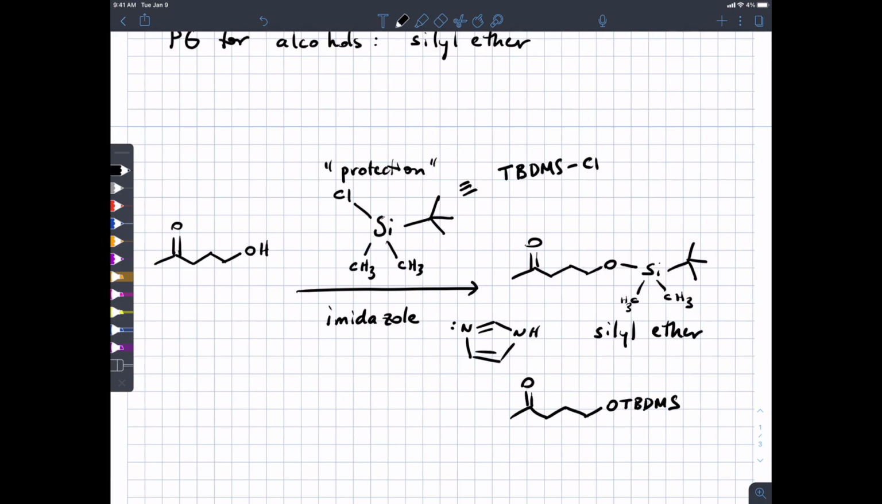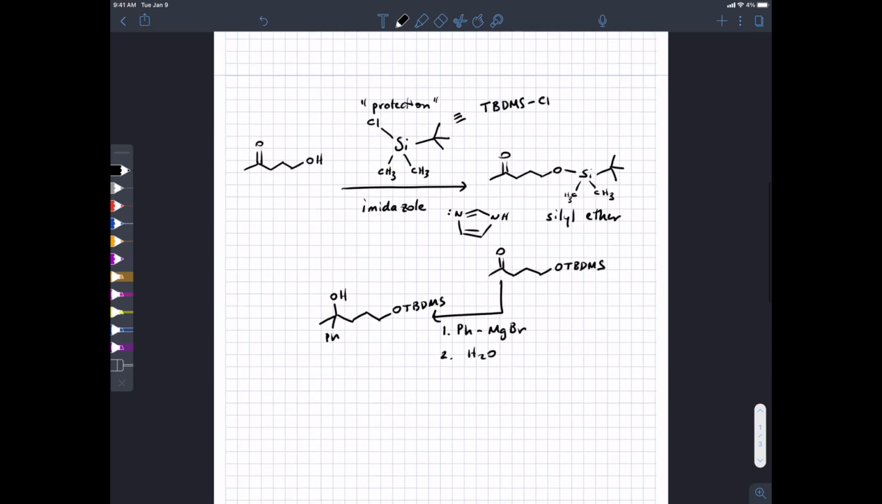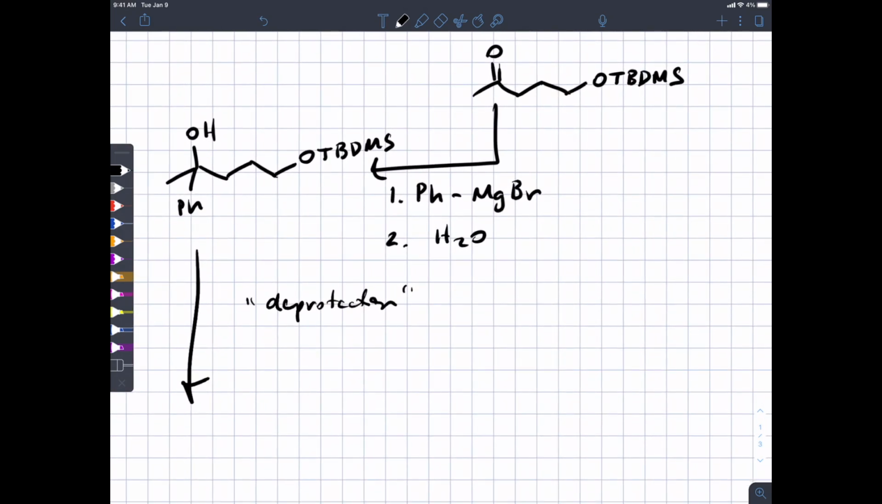So now that you've got the silyl ether in place, now we can do the chemistry that we want to do. Now we can add the phenyl Grignard reagent and then in a second step add water. That will give us the tertiary alcohol, but we still have the protecting group to deal with. So we need a deprotection reaction. And the reaction that works for silyl ethers involves fluoride ion.